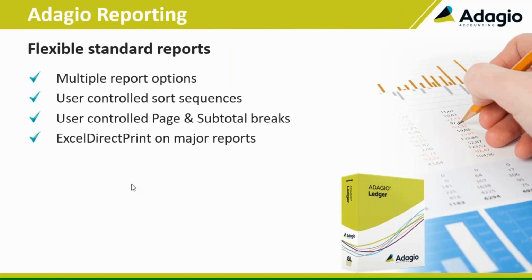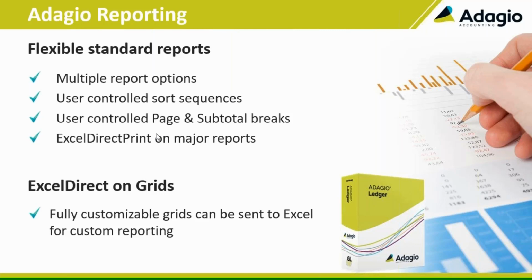And once you've chosen the sequence, you can control whether you get page breaks on change of the sorted values, or subtotals on change of the sorted values. And for most of the major reports, you can just click a button and send the report to Excel, pre-formatted as a table, so that the data can actually be used. It's sent as an Excel table with filters and column headings all set up ready for you to go, so that you can start doing analysis or create a pivot table or a pivot chart directly from the data that you sent out of Adagio.